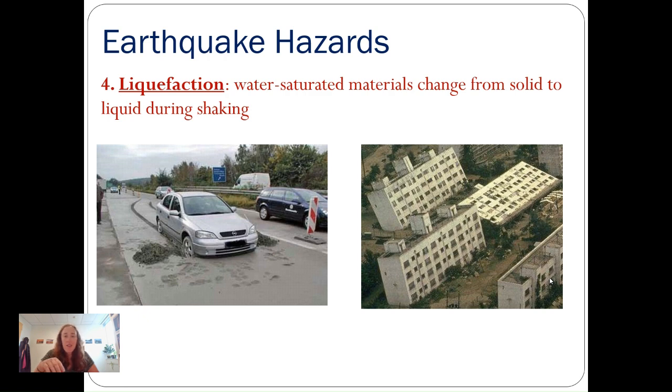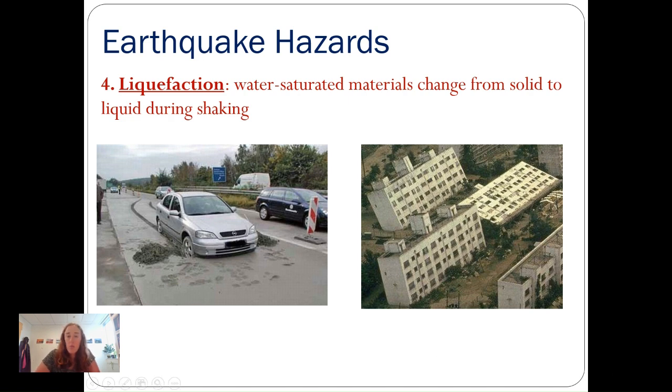So the scientific definition of this is that if you have soil and it is saturated, meaning it's full of water, it can instantaneously, in the snap of a finger, change from solid to liquid during shaking. So what the ground basically turns into is just quicksand, almost instantaneously, during an earthquake.